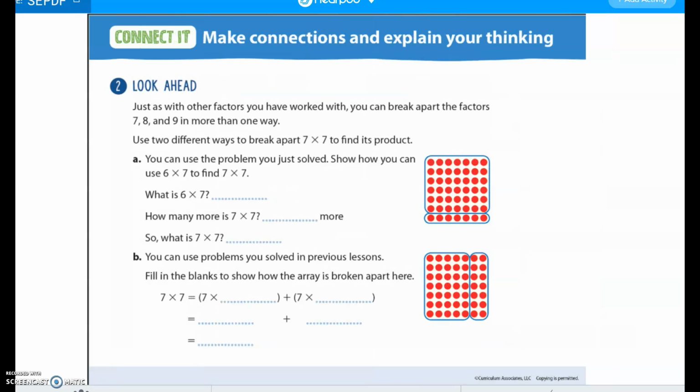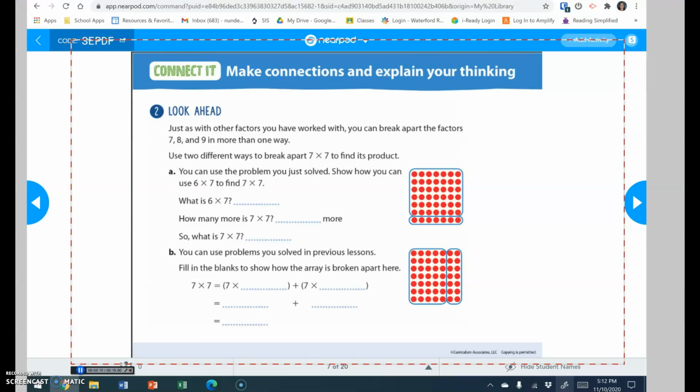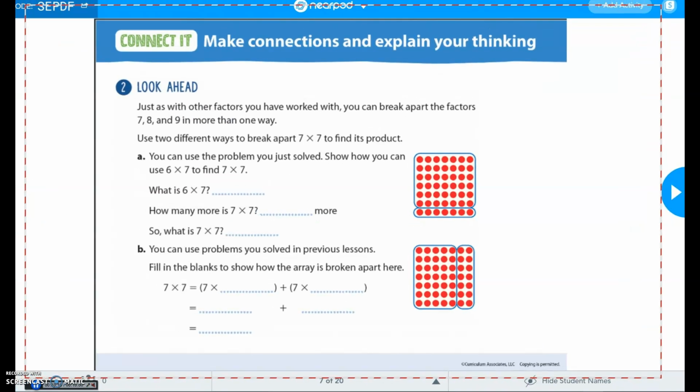So now if we go to number 2, it says, just with the factors you've worked with, you can break apart the factors 7, 8, and 9 in more ways than one. Use 2 different ways to break apart 7 times 7 to find its product. You can use the problem you just solved. Show how you can use 6 times 7 to find 7 times 7.